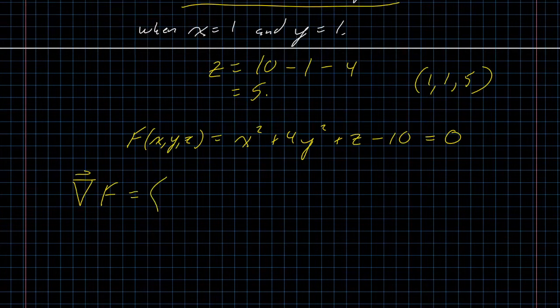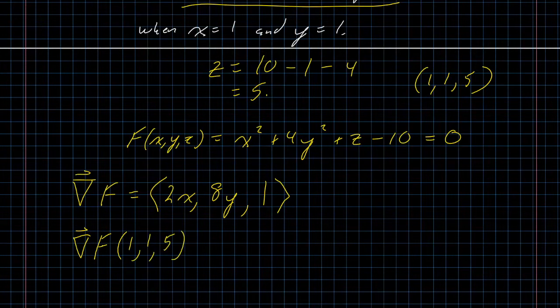The x component will be the derivative with respect to x, which in this case is 2x. The y component will be the derivative with respect to y, which in this case is 8y. And the z component will be the derivative with respect to z, which in this case is 1. And then I'm going to take that gradient and evaluate it at the point that I care about for this particular problem, 1, 1, 5. I am going to get the vector 2, 8, 1. And I'm going to call that my normal vector. And that's what I need.